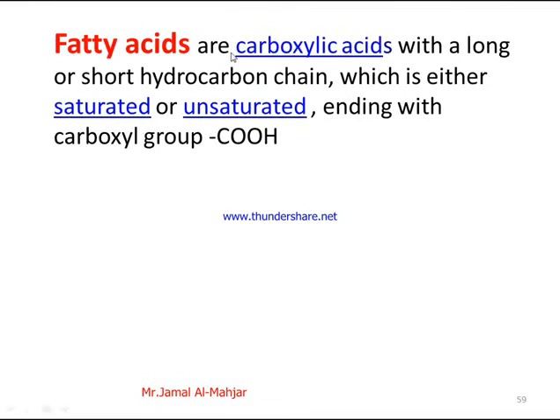Fatty acids are carboxylic acids with a long or short hydrocarbon chain. It is R, which is either saturated or unsaturated. Saturated means single bond between carbon-carbon atoms. Or unsaturated, it means we have at least one double bond between carbon-carbon atoms. Ending with what? With the carboxyl group COOH.